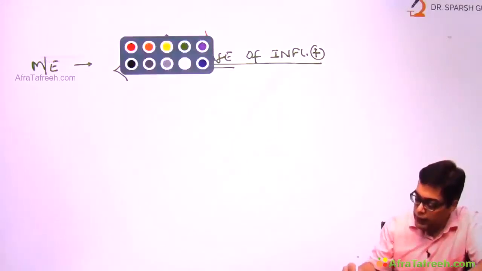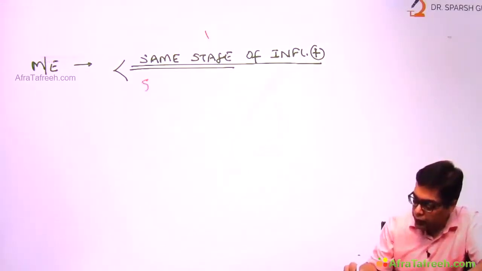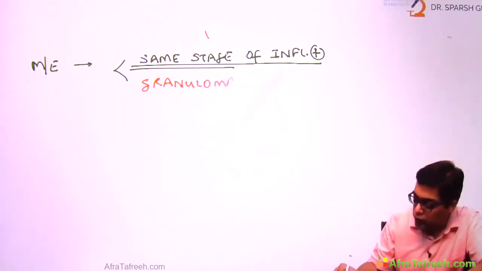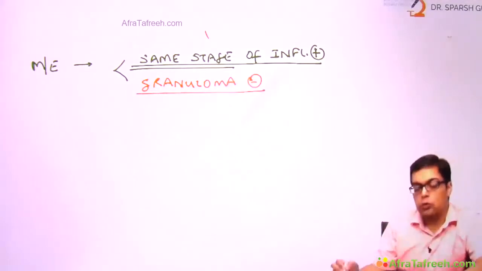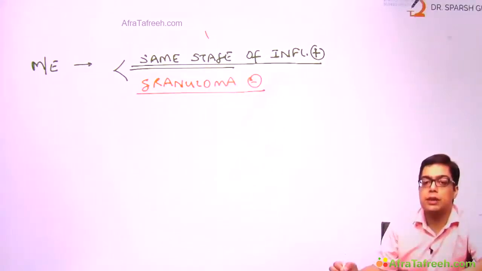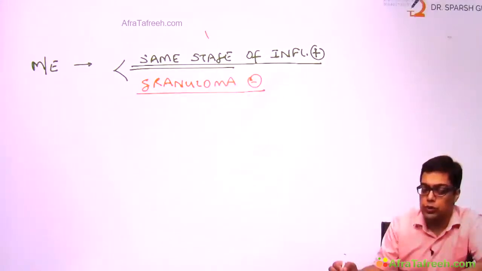Second important fact, this is an example of a condition in which we are not going to be having the presence of a granuloma. So granuloma formation is not seen in this kind of a condition. Granuloma formation is a feature that we see in a patient having Wegener's granulomatosis.